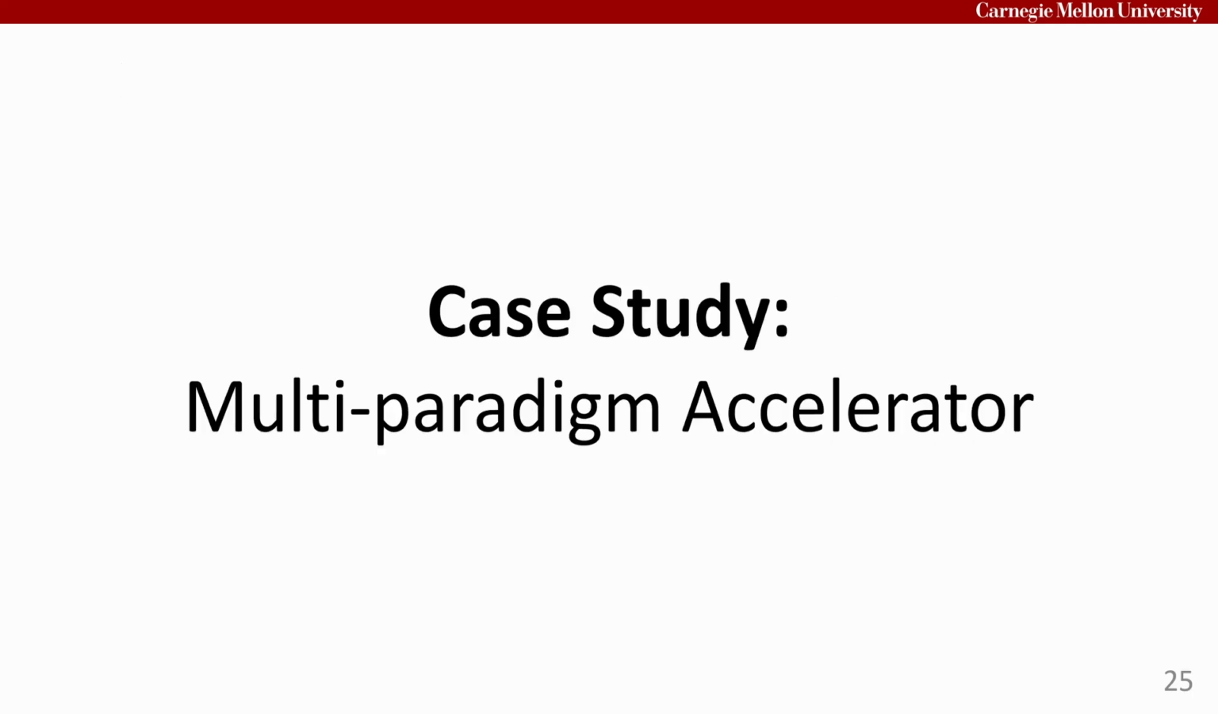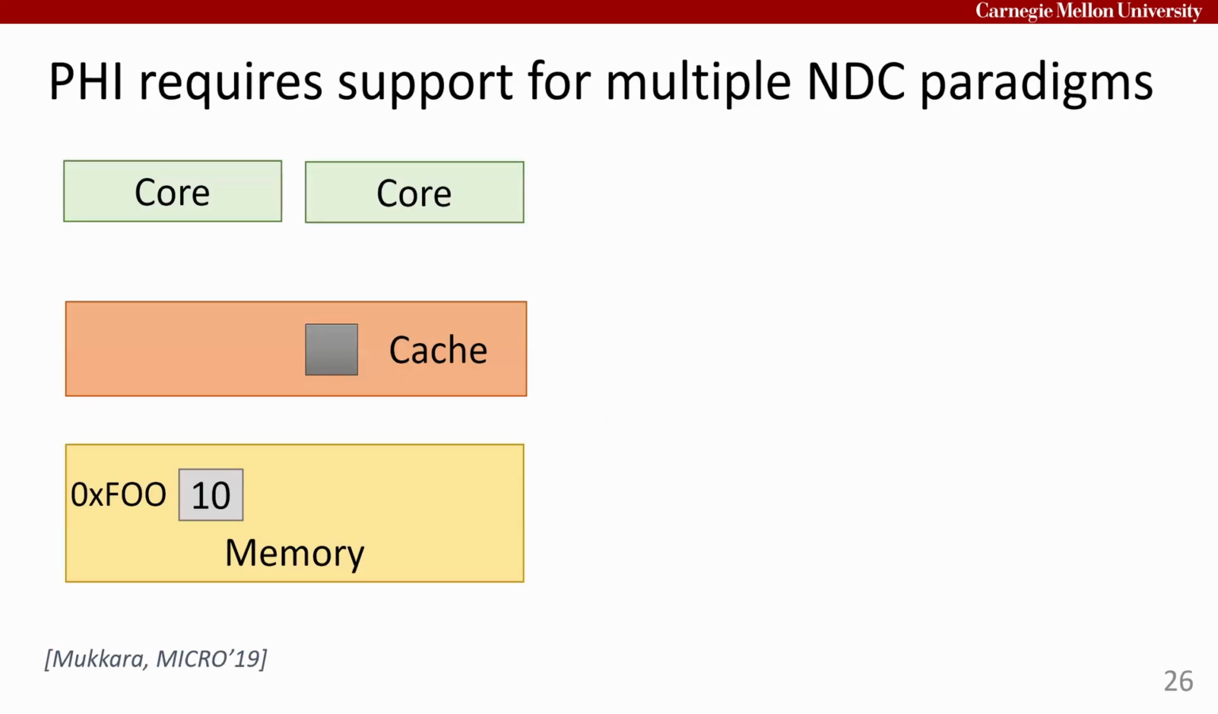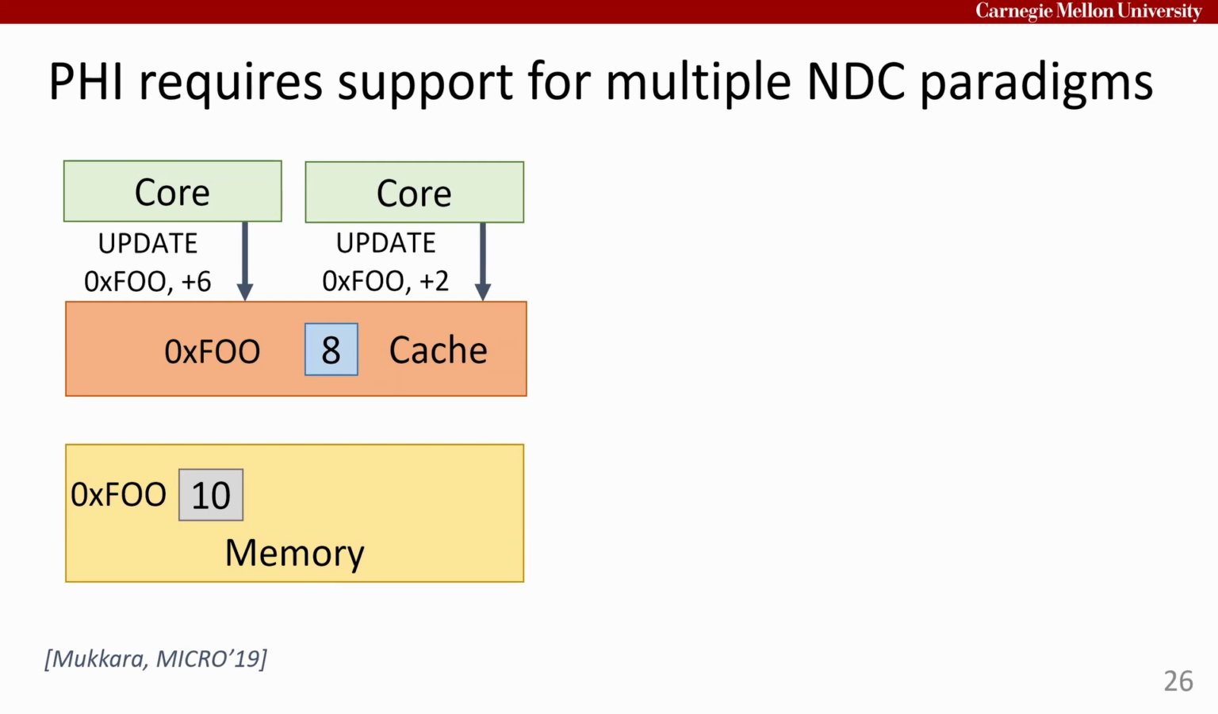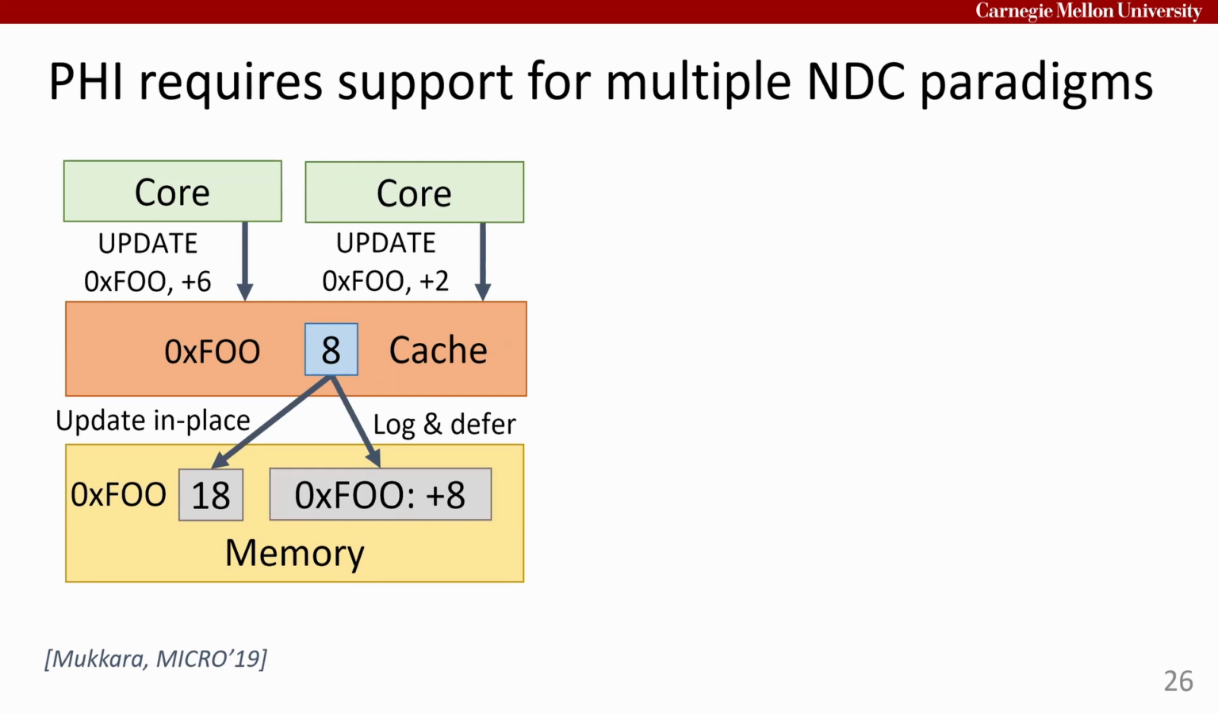The final case study demonstrates Leviathan's ability to support NDC optimizations that require multiple NDC paradigms. Phi is a previously proposed NDC accelerator that treats the cache as a write coalescing buffer. When a core updates data, instead of loading the previous value from memory, Phi pushes the update to the data in the cache. And subsequent updates are coalesced in the same location. When the data is evicted from the cache, depending on the number of buffered updates in the cache line, the updates are either applied directly to the data or logged for later processing, which improves spatial locality.